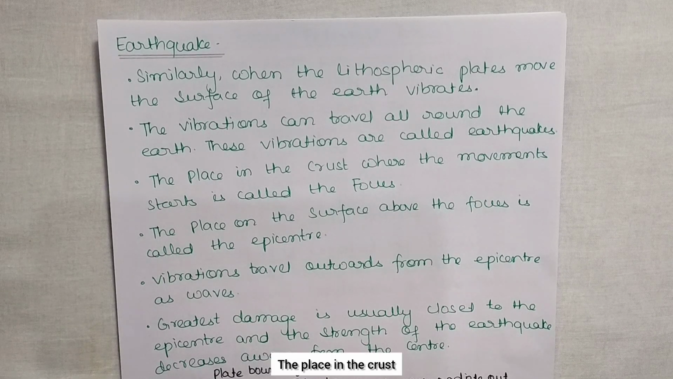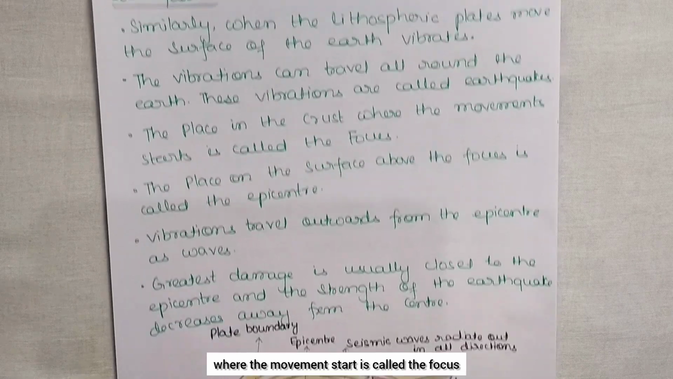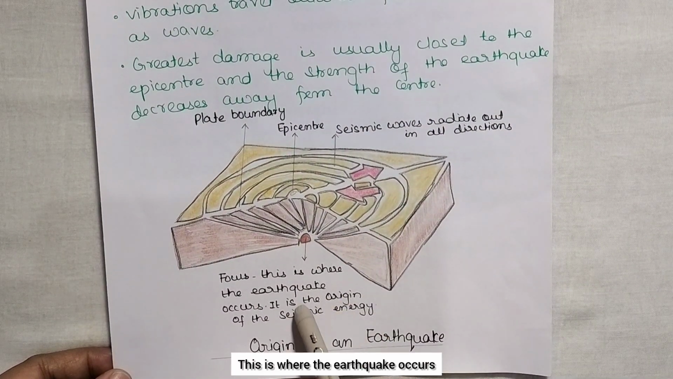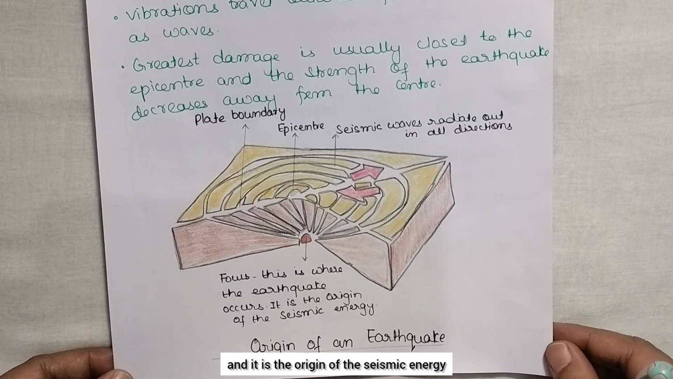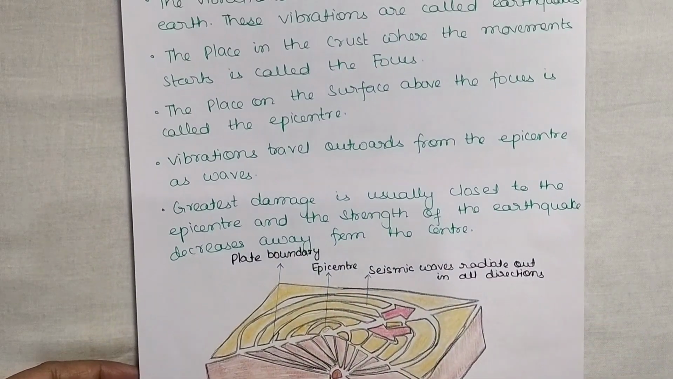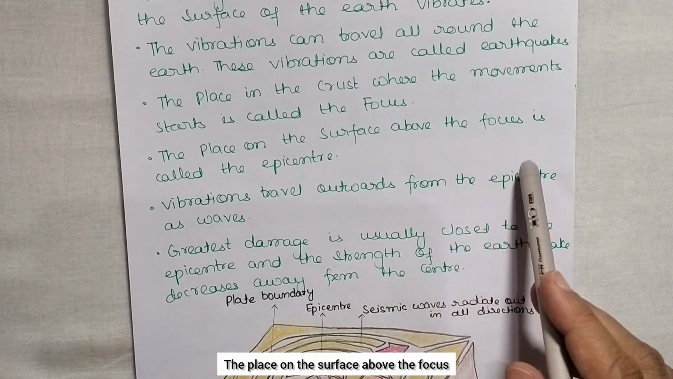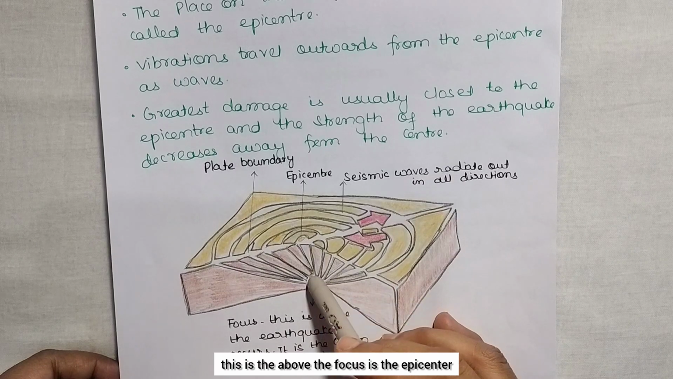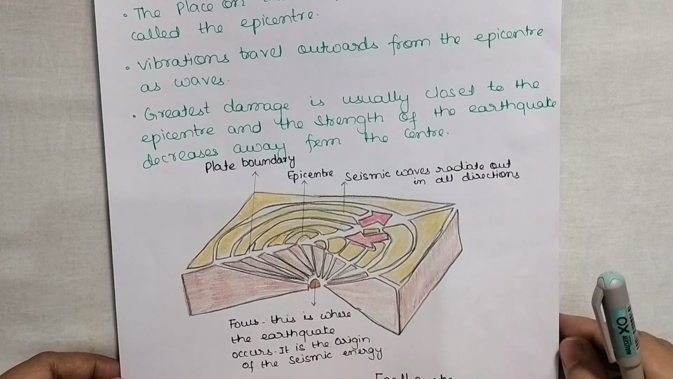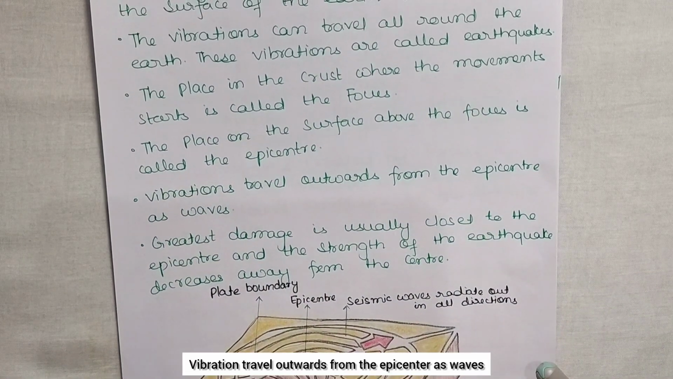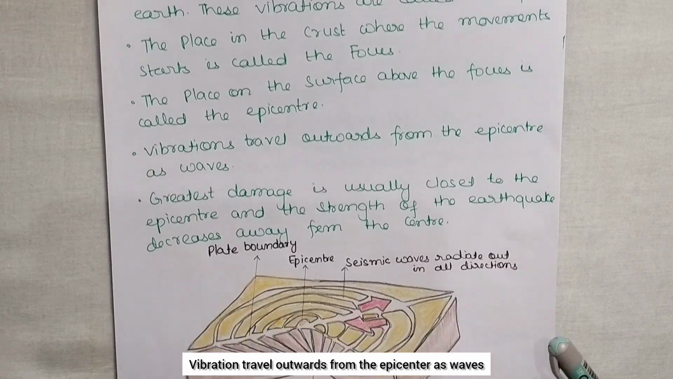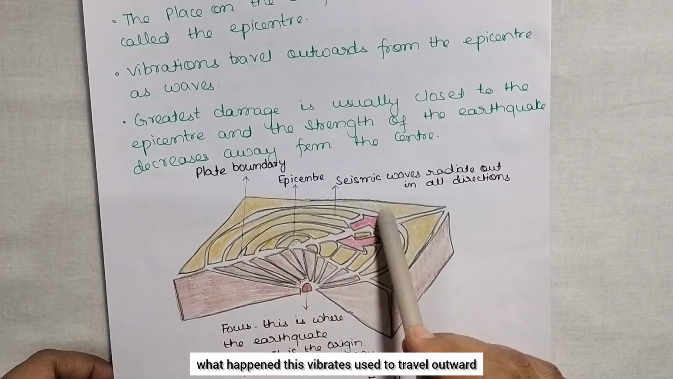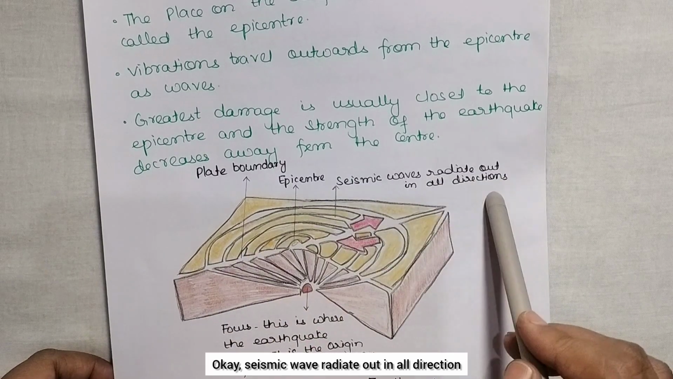The place in the crust where the movement starts is called the focus. See here, this is the focus. This is where the earthquake occurs and it is the origin of the seismic energy. The place on the surface above the focus is called the epicenter. Vibrations travel outwards from the epicenter as waves. Okay, so from the epicenter these vibrations travel outward. Seismic waves radiate out in all directions.